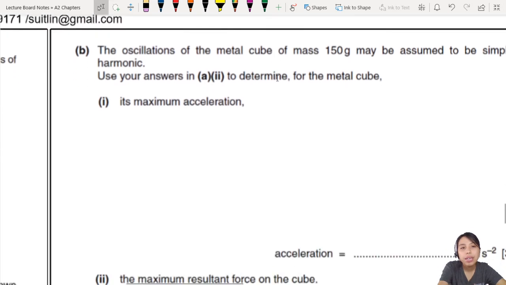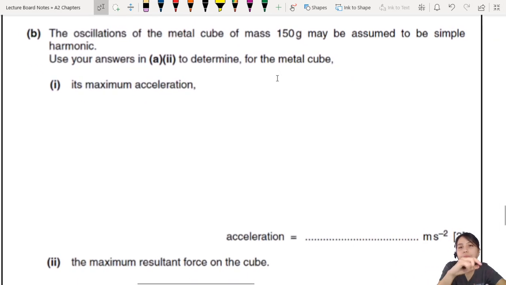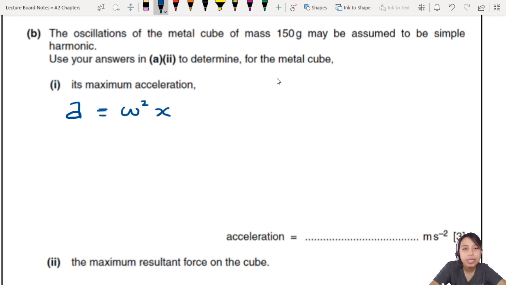Let's continue. The oscillations of the metal cube, 150 gram, may be assumed to be simple harmonic. Okay, we assume simple harmonic, which means all the equations for simple harmonic motion we can use now. For sure can use. Use your answers to determine for the metal cube the maximum acceleration. Whoa, what is maximum acceleration? For simple harmonic motion, acceleration is negative omega square x, but we can ignore the negative for now because we don't care about direction. So this is how we're going to start off with.